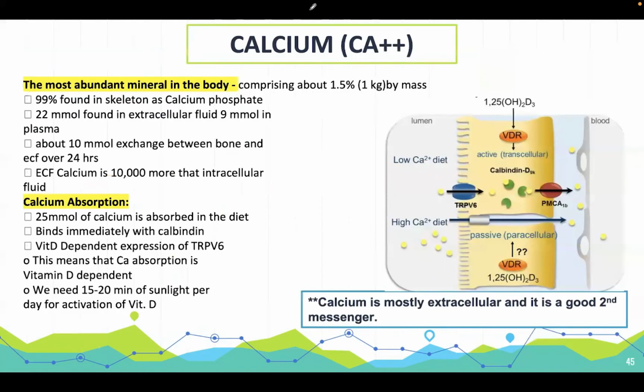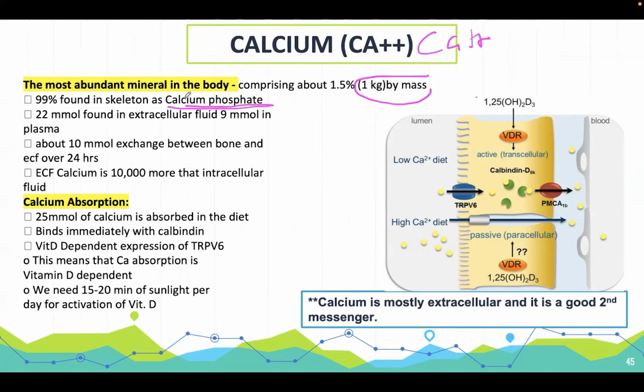So yung unang mineral na pag-uusapan natin is calcium, and the symbol is Ca++. That's a cation. So calcium is the most abundant mineral in the body, comprising about 1.5% or 1 kilogram by mass. Medyo mabigat siya pag pinagsama-sama, no? 1 kilogram of your body is composed of calcium. So 99%, okay, can be found in the skeleton as calcium phosphate.